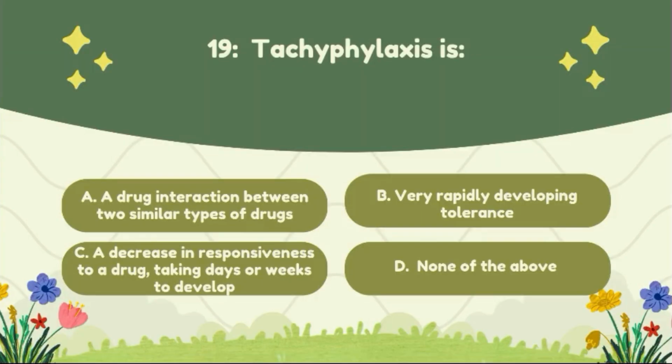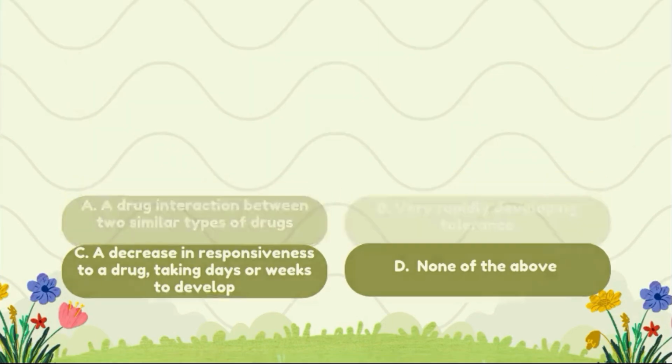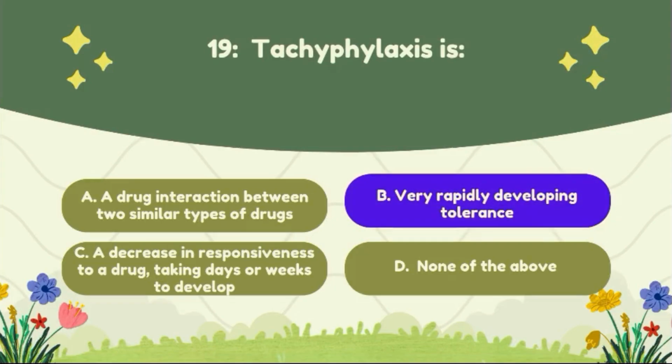So next question is 19. Tachyphylaxis is A, a drug interaction between two similar types of drugs. B, very rapid developing tolerance. C, a decrease in responsiveness to a drug taking days or weeks to develop. And D is none of the above. So the correct answer of this question is B, very rapid developing tolerance.